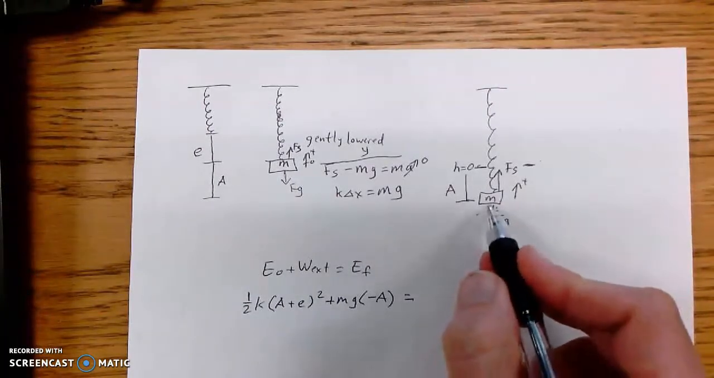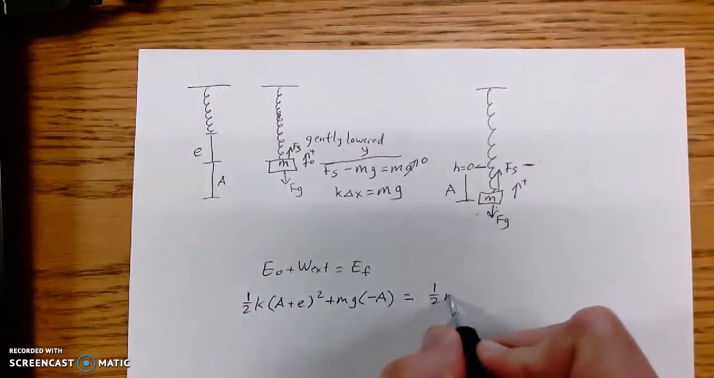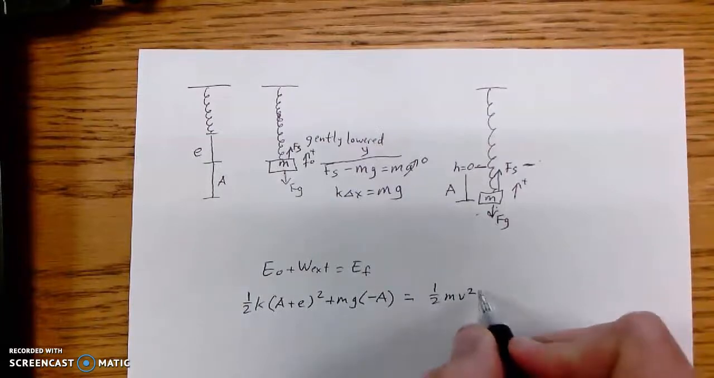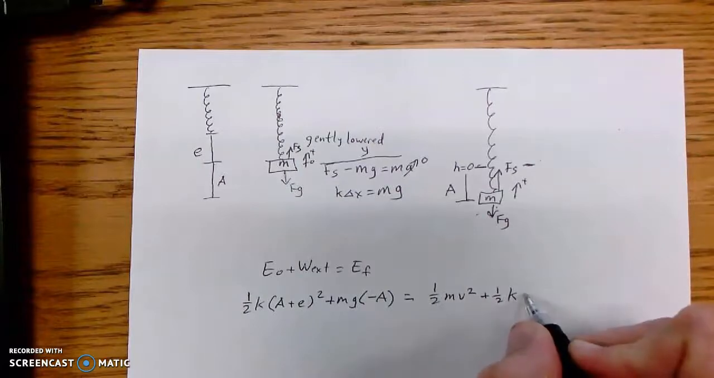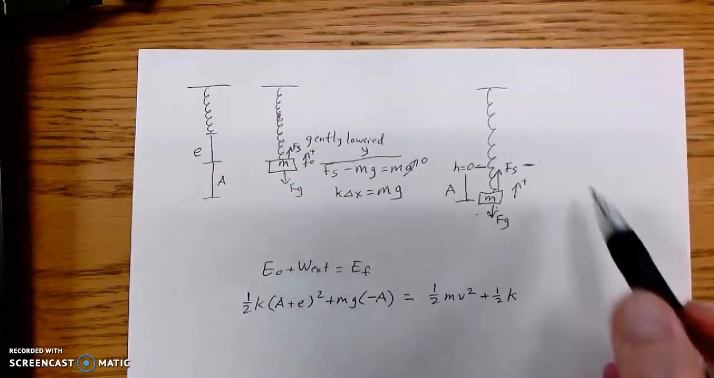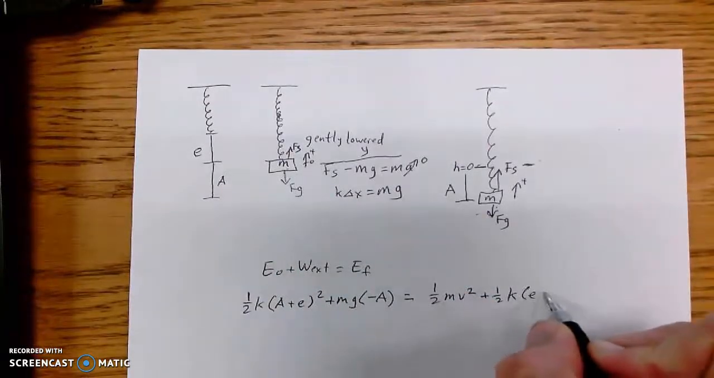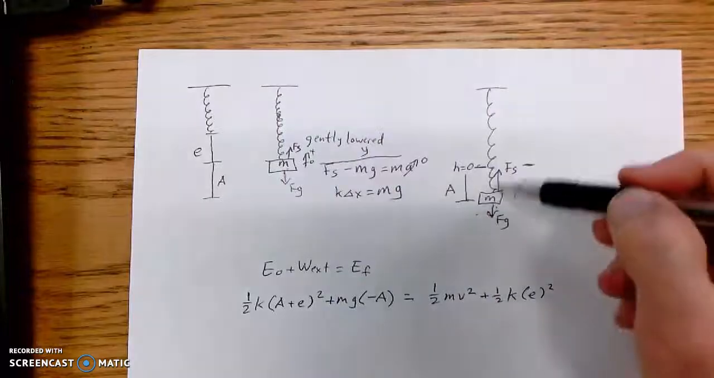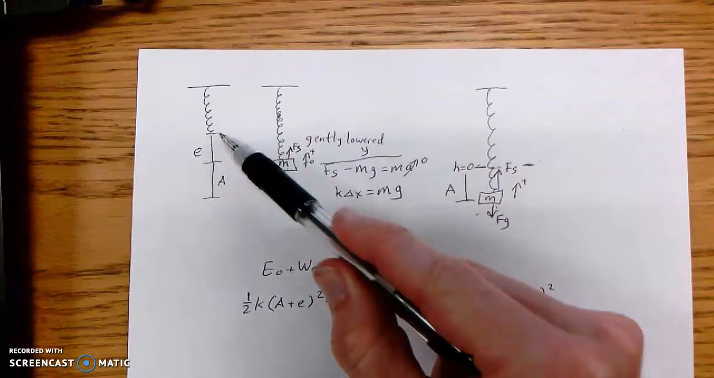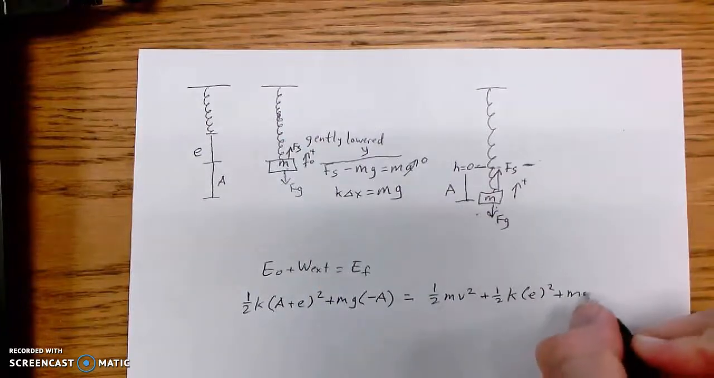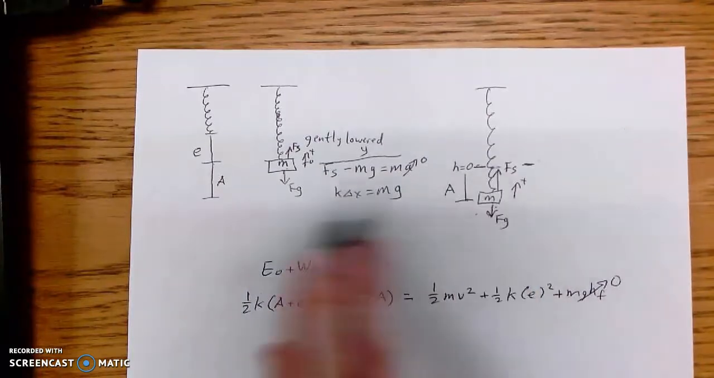And then what we're actually going to do is figure out how fast it's going when it goes through this equilibrium spot. So it's going to have a speed, 1/2 mv squared. It is going to have a spring potential energy, and now when it gets back to here again, it is stretched down just E. Right? We're finding out how fast it's going when it gets back to here. It has a speed. The spring is still stretched, 1/2 k, delta x is just E. And then the gravitational potential energy is mg h final, but h final is 0 because that's where I picked the 0 spot to be. We're figuring out how fast it's going when it gets back to there.